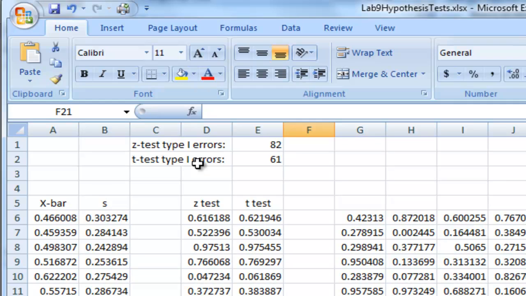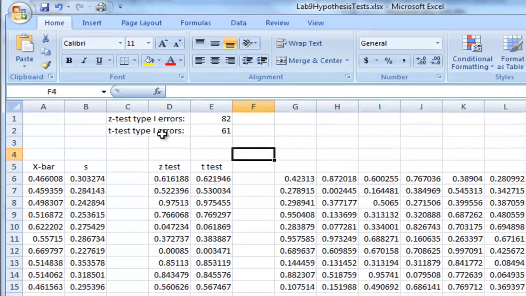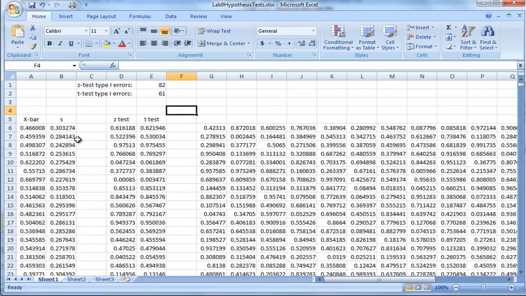And that's what this spreadsheet is showing: the t-test tends to perform better because this estimation of the standard deviation is accounted for in the t-distribution that's used. Okay, last thing I'm going to do is show you how to do these formulas to compute the p-values for the z-test and the t-test.